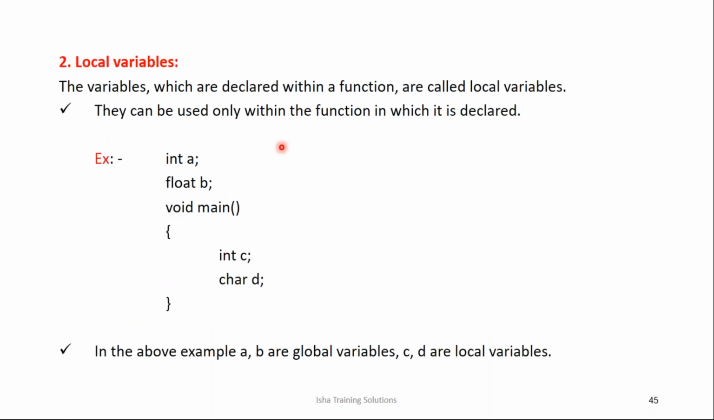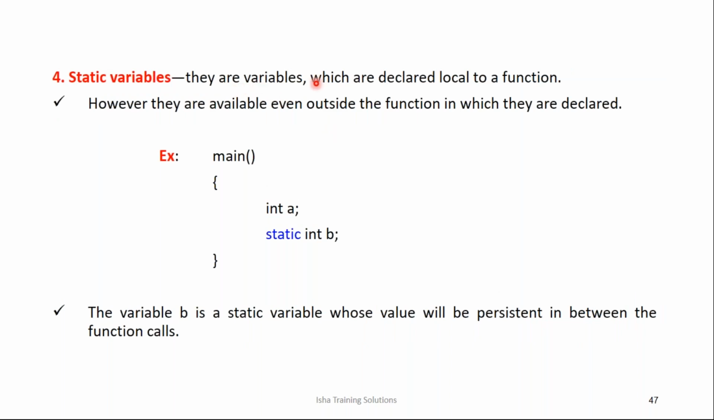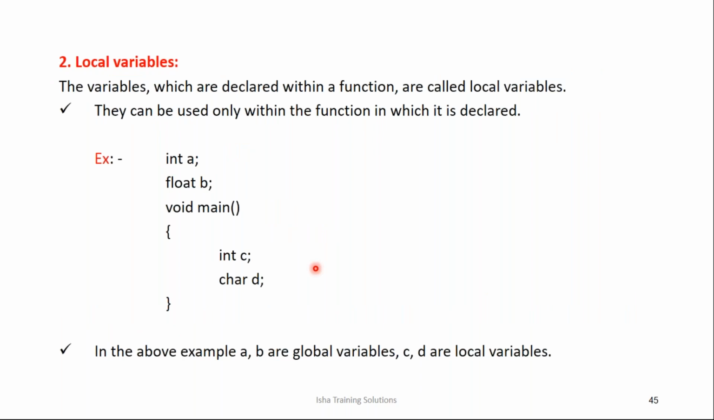Next, local variables. The variables which are declared within a function are called local variables. So int c and char d are local variables here. Next, automatic variables. These automatic variables are simply local variables again, with some other name. Next is static. Static variables are declared local to a function, which means only the statements in this particular main function can access this b. If we try to access it from some other function, this static keyword will say that you are not supposed to access this particular variable. We will see this when we study the different functions declared in a program. As of now, simply understand what a local variable and a global variable are.